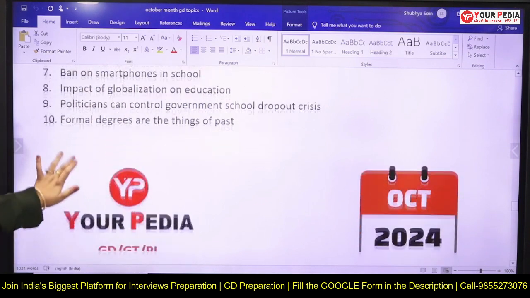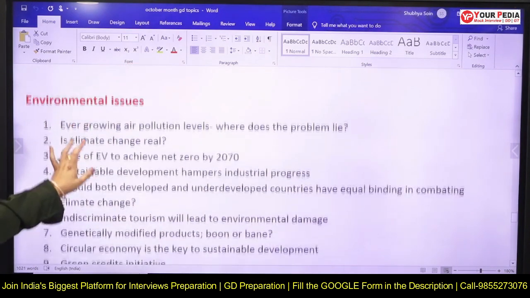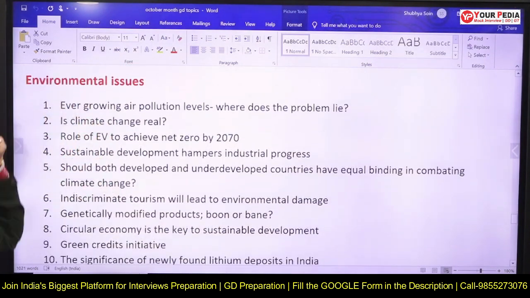Formal degrees are the things of the past, because right now what is more into the practices is the vocational one, the practical one, the ones with significance in practice and a medium where we can actually earn something. Not only the theoretical but the practical exposure is more.